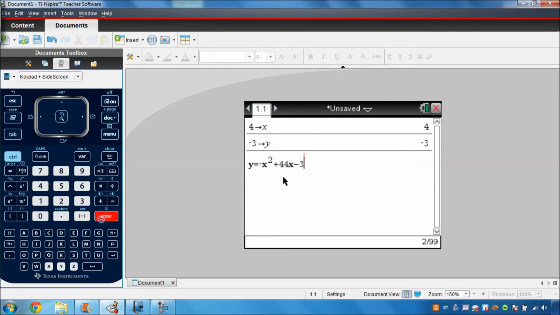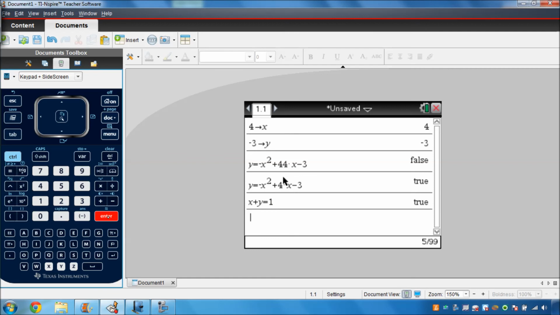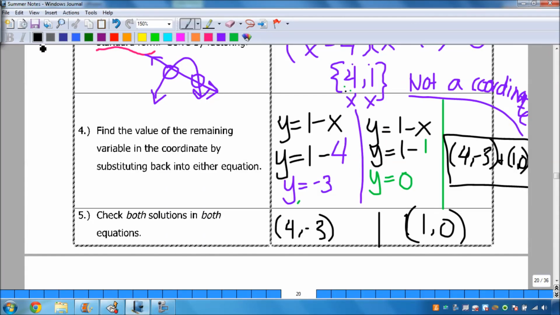Let's try that again, without the 44. Sorry about that. So clearly that coordinate works for the quadratic equation. So that is true, it works. I also need to check it in the second equation. Make sure you check it in the original form, not in the form where the y is isolated. x plus y equals 1. Press enter, it's true. So I know for a fact that this one definitely works.